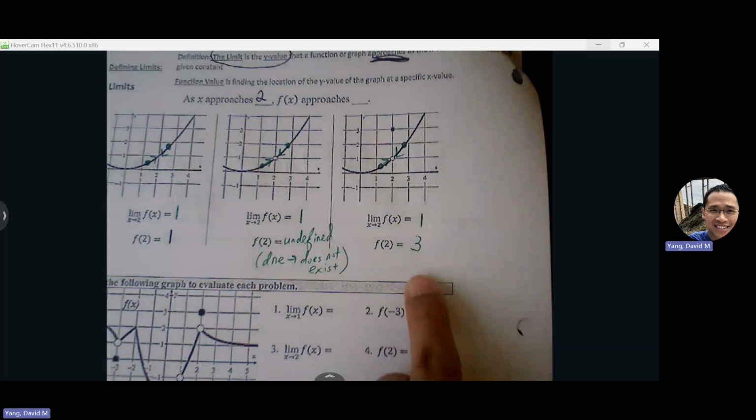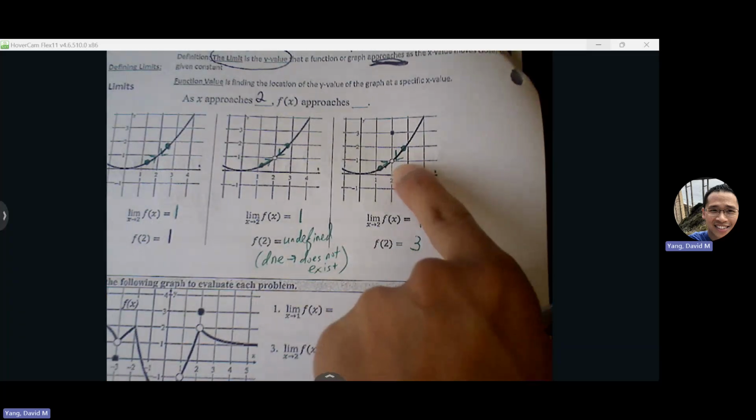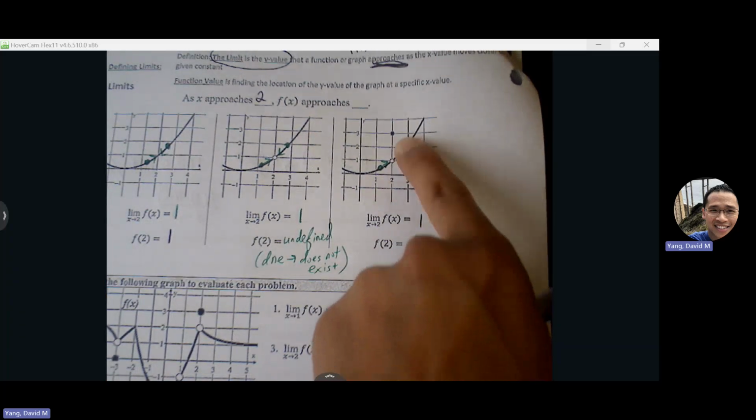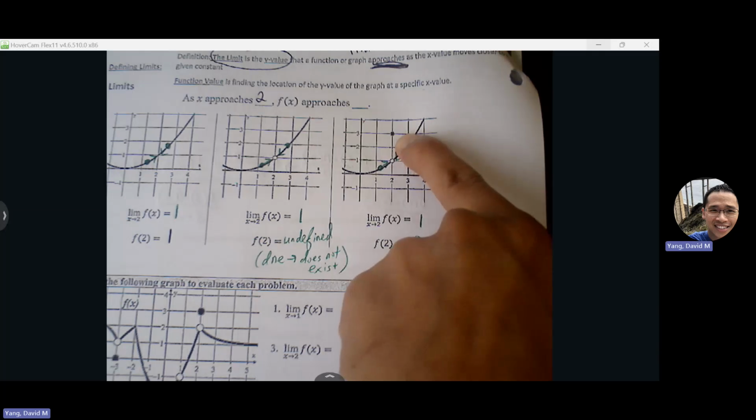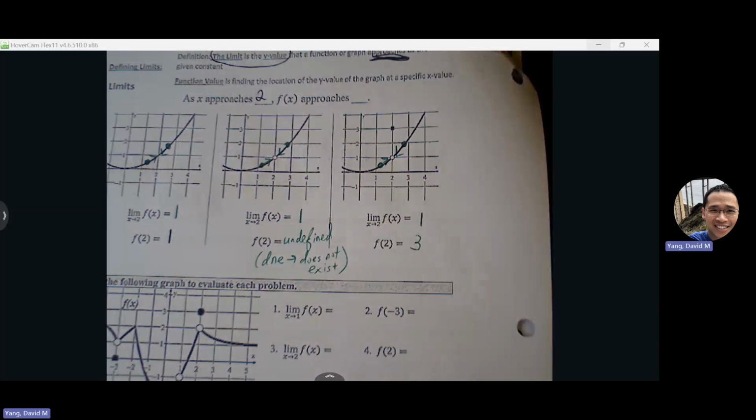But f of 2, where's the point defined though? At 3. So I think this is where I see some students get thrown off a little bit, where they see the arrows here, but then they're distracted by that point. So just know that the limit is where the arrows are telling you, and the point is just wherever that single point is. The ordered pair doesn't care what's happening around the graph. The limit cares more about what's happening around the graph.